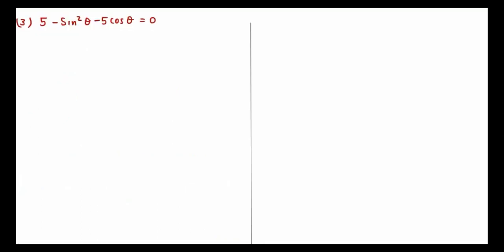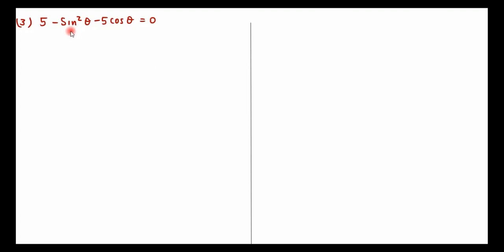Looking at the third type, we have an equation that has 3 terms. Out of those 3 terms, we have 2 trig ratios: the one with sine is squared, and the one with cos is not squared. This is a sign that we're going to be factorizing. But depending on what we get in the end, that's when we can see whether we're doing a trinomial, difference of two squares, highest common factor, grouping, or whatever.